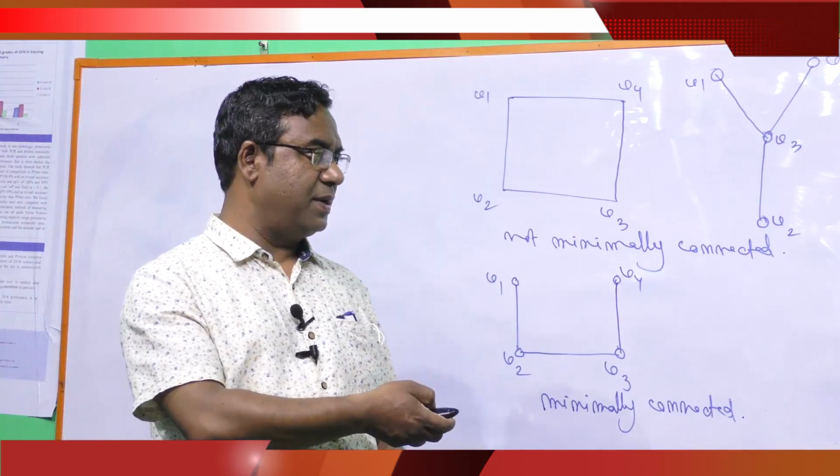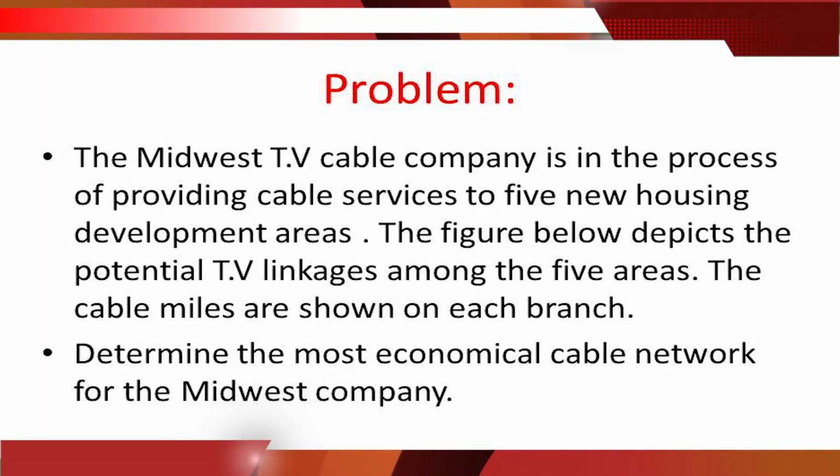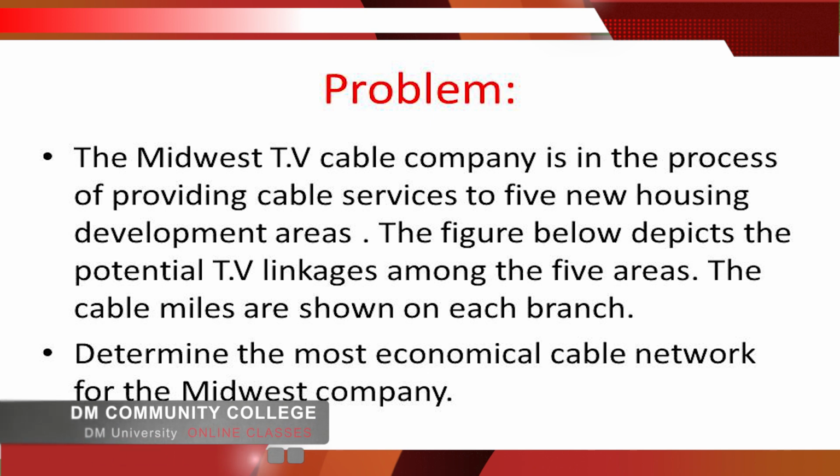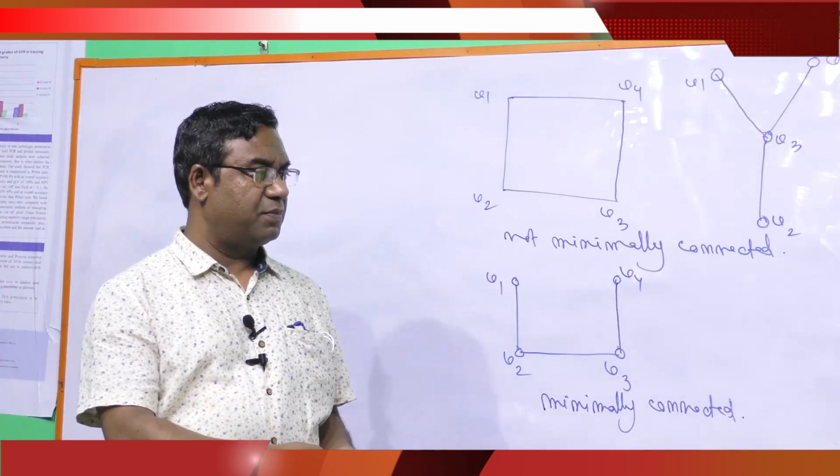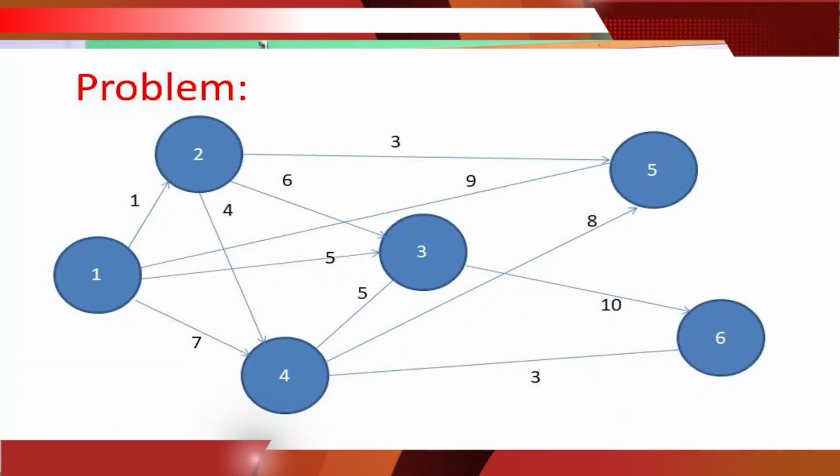So let us see one problem. The Midwest TV cable company is in the process of providing cable service to 5 new housing development areas. The figure below depicts the potential TV linkage among 5 areas. The cable lines are shown on its branch. Determine the most economical cable network for the Midwest company. So this is the one problem. This is the given network. Now we have to link all the nodes with minimum length.